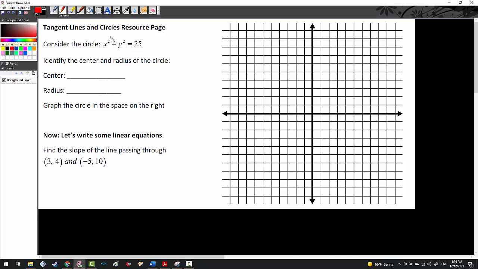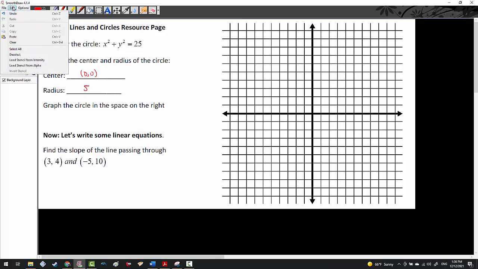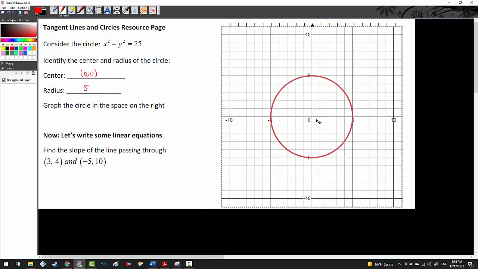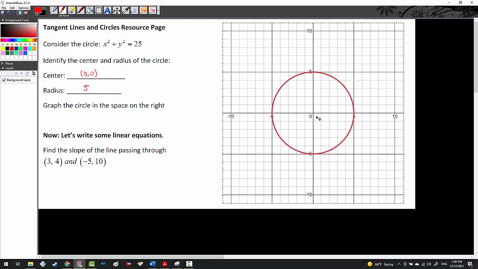If you look at the center, nothing's happening to x nor y, so I'm hoping that 0, 0 is the center of that circle. The radius, with r squared being 25, the radius ends up being 5. And it does say graph the circle in the space on the right. Now, I did want to have a certain amount of precision, so I went to Desmos and actually graphed a circle. That way it would appear to be more circular than not. So there's our circle with a radius of 5. Notice how it is centered at 0, 0, extends out 5 in each direction.